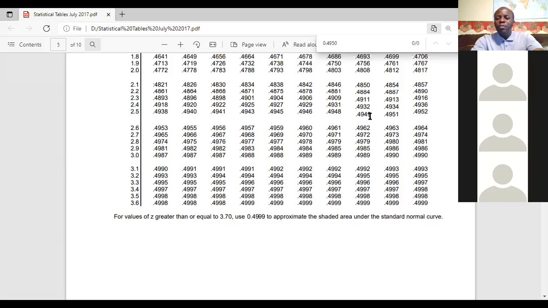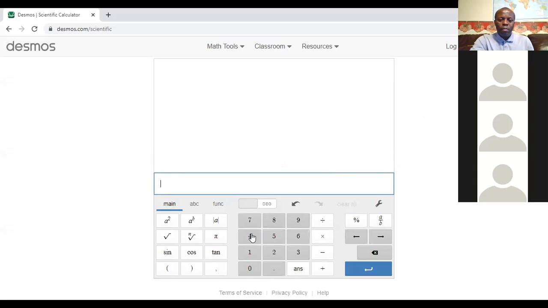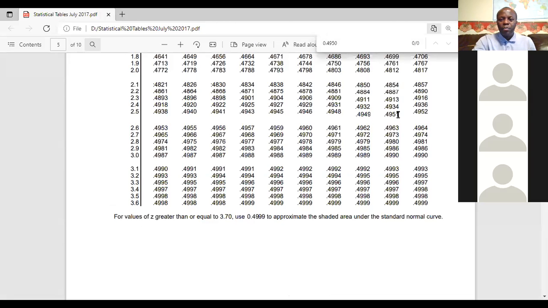This is 4949. If you ignore the decimal point, 4950 minus this one gives you 1. Let me show you. If you put the decimal point, it will give you 0.0001, which is still the same thing, but it might confuse some people. So that's why I say forget about the decimal point for now and just use the numbers.